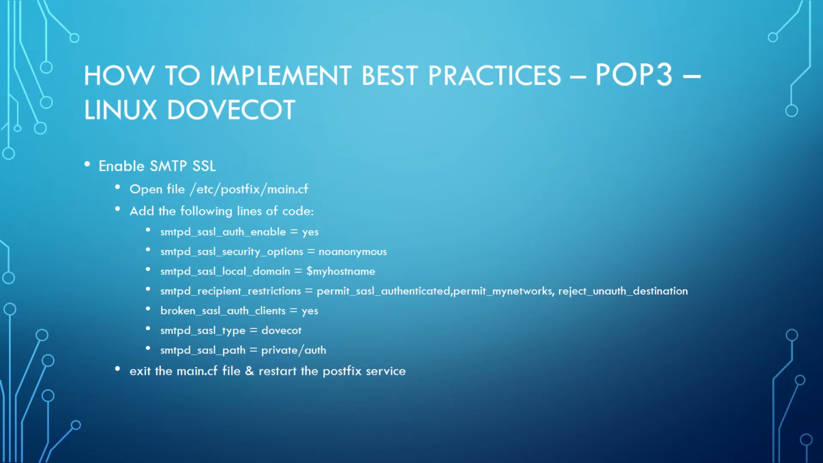How to implement best practices for POP3 Dovecot. To enable SMTP SSL, you need to open the file main.cf that is in the postfix folder under etc, and then you will add the following lines of code that you see on the screen. And once you've added those lines of code, you're going to exit this main.cf file and restart the postfix service. And this way you have just enabled SMTP SSL encryption for your email server.